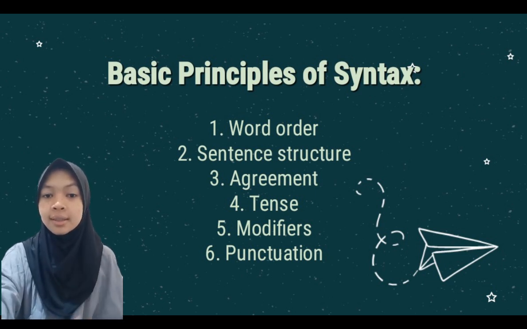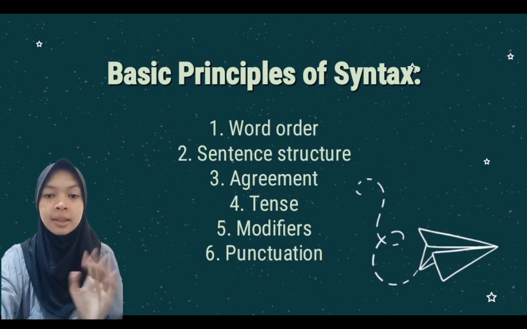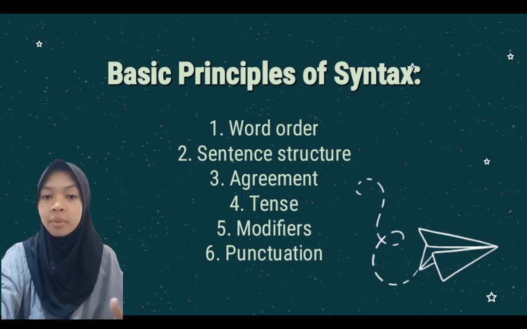The fourth is tense. Tense clarifies that verbs indicate the time of an action. For example, he will come tomorrow. He as a subject, will come as a future tense. The fifth is modifiers. Modifiers explain that words or phrases add extra detail. For example, the car with a red roof is mine. The car as a noun, with a red roof as a modifier.